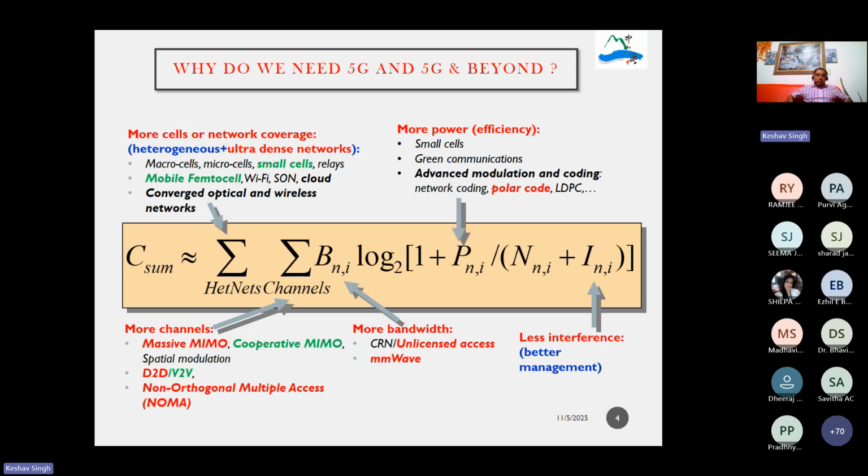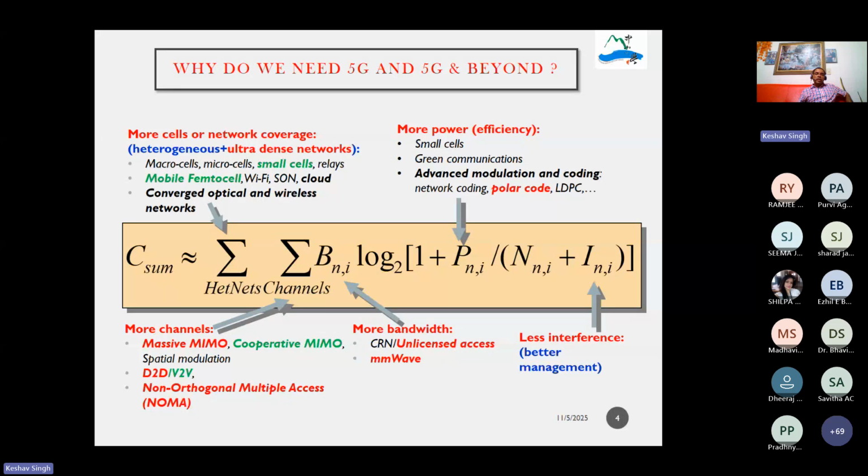So here the main motivation, if you see, is the Shannon capacity formula. We can say C equals bandwidth times log base 2 of 1 plus SINR. This is the basic formula. There are different ways to improve this capacity in order to meet the mobile data traffic demand.